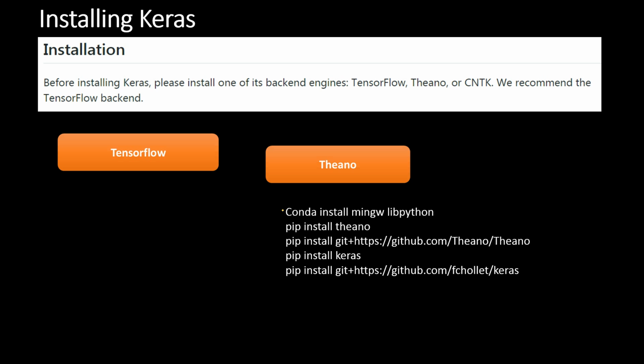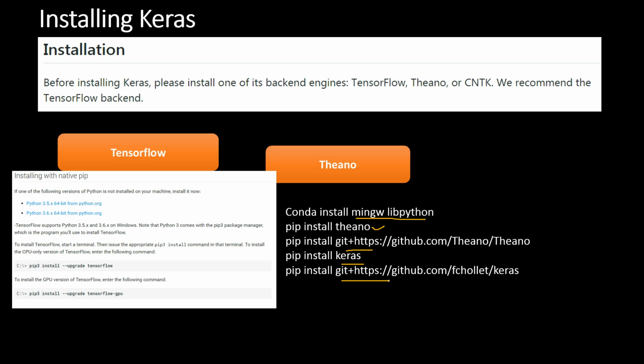So for installing Theano, you can simply install with the pip package manager, pip install Theano, but you have to install this mingw libpython for Theano. It provides, I guess, G++, and then you can install Theano also through GitHub. Then on top of it, you can install Keras, pip install Keras, or pip install this one. And for installing TensorFlow, you can install it through pip using this command for the CPU version and this one for the GPU version.